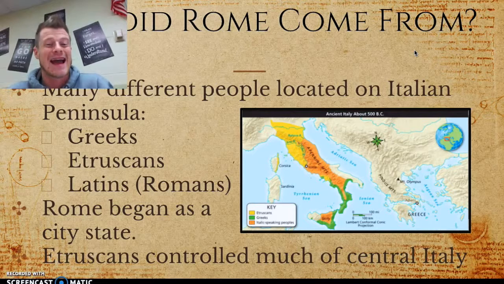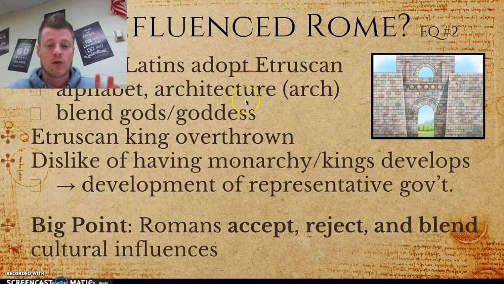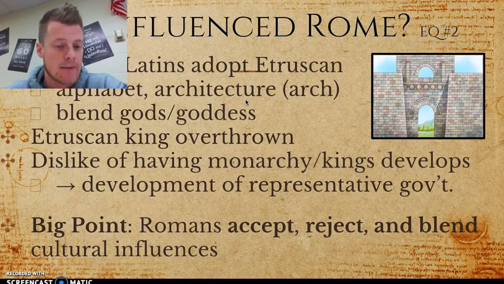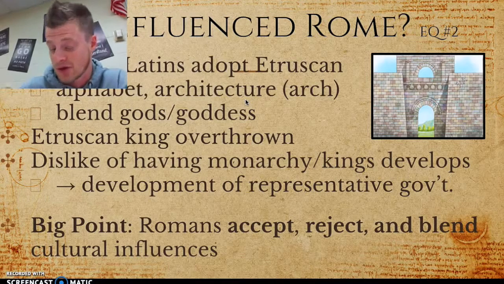Rome actually began as a city-state, which we've looked at before in Greece. Before Rome became Rome, the Etruscans controlled a lot of central Italy. Keep in mind the Etruscans, because when we look at how cultural diffusion and assimilation happened in this context, the Romans, or Latins, approached the Etruscans with quite a few different means and methods. They adopted some things, such as the alphabet and the architecture. We know the Romans invented the arch, but they actually got that from the Etruscans.